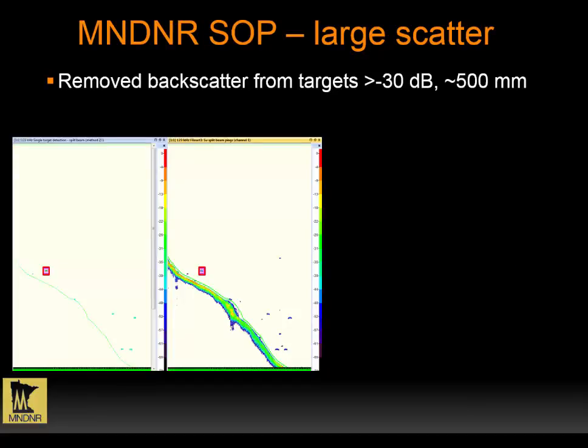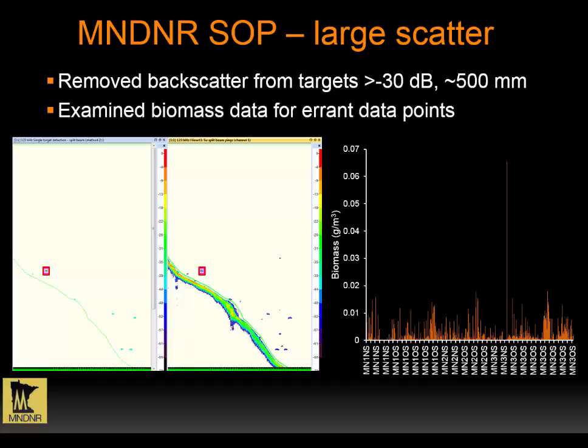The next step was to remove some of the variability and bias from large scatterers that were unlikely to be Cisco. So we removed backscatter from targets that were greater than negative 30 decibels. This works out to be about 500 millimeters in length, the upper side of the fish that are harvested by our commercial fishers. We did that by physically removing fish tracks that were large, and also looking at the density or biomass data and looking for outliers. If we found an outlier, we would go back to the data and look at it, and say, well, this looks like it's coming overwhelmingly from one fish. It's probably something other than a Cisco. So that removed some of the variability in the data as well.